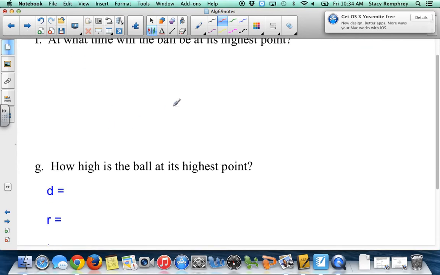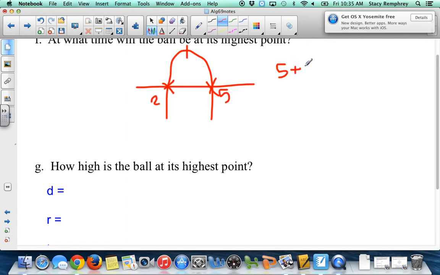At what time will the ball be at its highest point? Well, you can take any of the 2 times. I'm going to take the initial 2 times we did when it was 60 meters. And it's going to be halfway between those. So this was at 2 seconds and 5 seconds. This is back from problem B. So 5 plus 2 over 2. Because that highest point is going to be halfway between. So it's going to be at its highest point at 3.5 seconds.